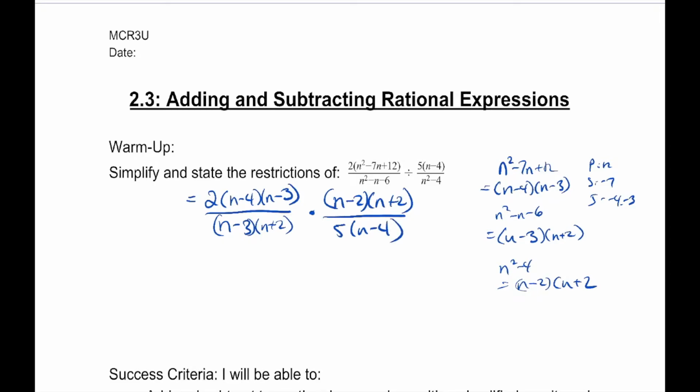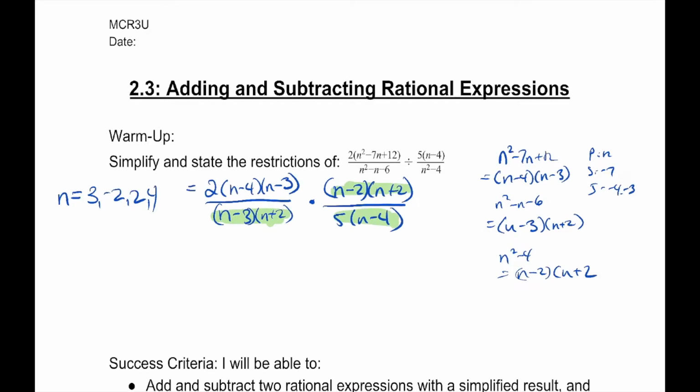Remember, off on the side we do the restrictions. We need to look in 3 places in terms of restrictions when we're dividing: the denominator of our dividend, and also both the numerator and the denominator of the divisor. Once we flip it, it really doesn't matter, we just know we have to look at both places. So in this case, n can't be 3, n can't be negative 2. We already have a negative 2, but we don't have a 2, so n can't be 2. And finally, n can't be 4. So those are the restrictions of that question right away.